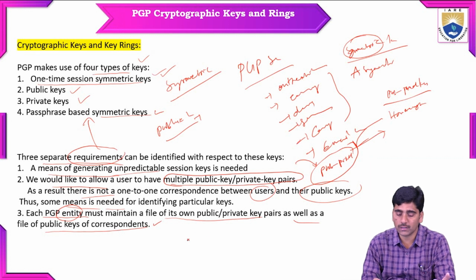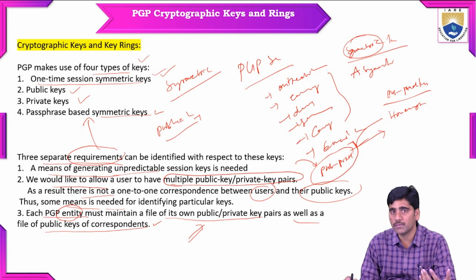So maintain all the records: the means of generating public keys, the means of generating private keys, maintaining those public and private key pairs, and wherever a session key is needed, the keys will be generated automatically. For all these types of requirements, we have to understand the types of keys, the cryptographic keys.